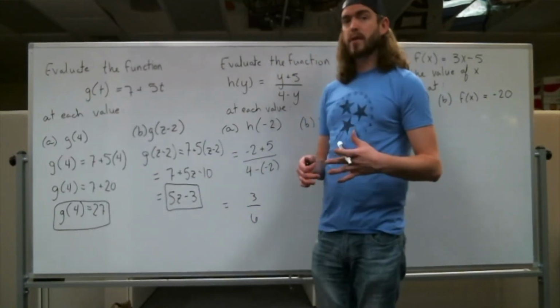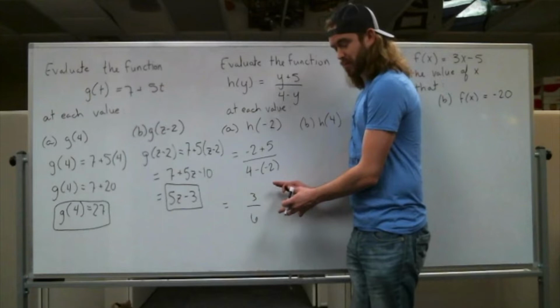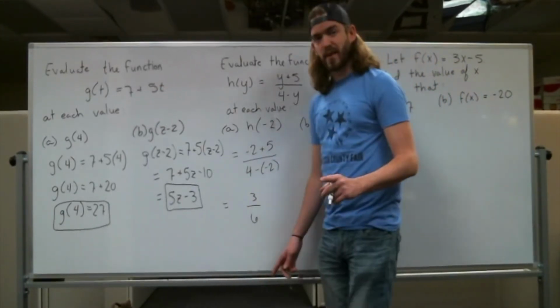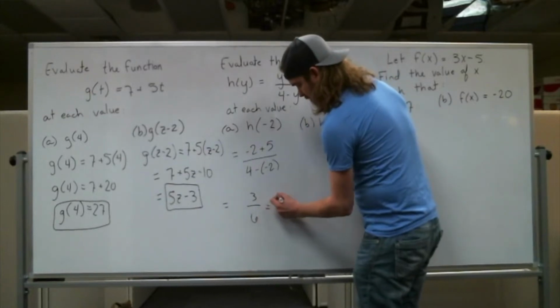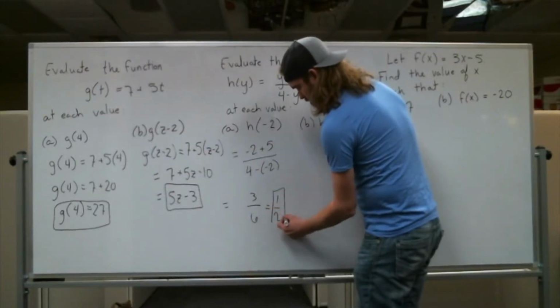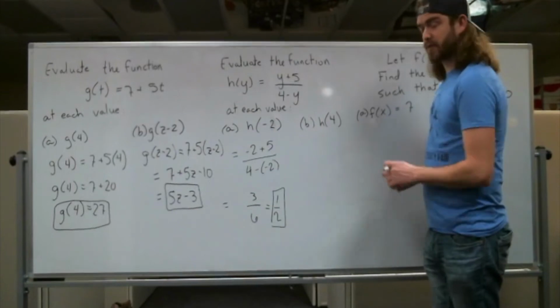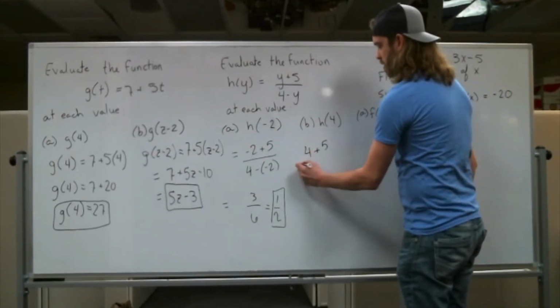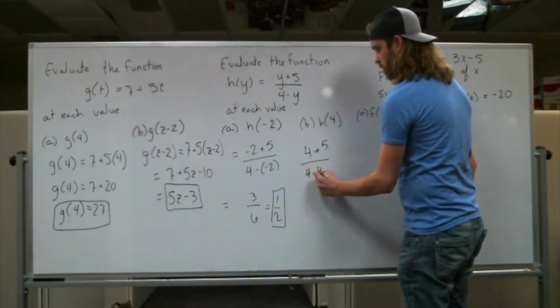Now, one of the important things to do whenever we're evaluating is make sure that we simplify everything down as much as we can. In this case, 3/6 can simplify down to 1/2. And that's our final answer. All right, now let's do it for h of 4. For h of 4, we're going to put 4 plus 5 over 4 minus 4.